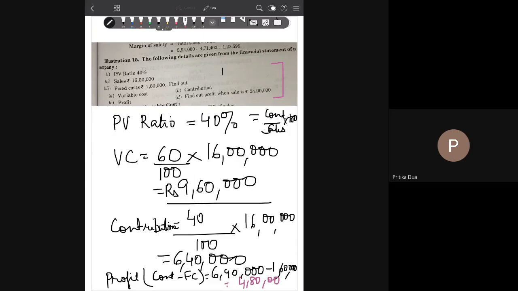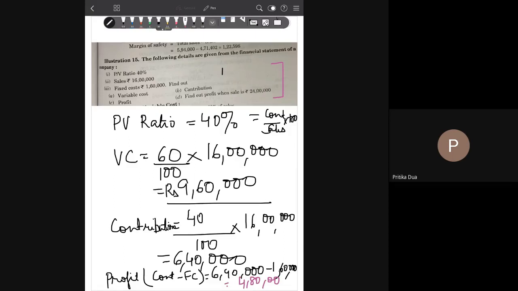And last point is find out the profit when sales is 24 lakh. Now the PV ratio is given to you and you are given 24 lakh of sales. So you can directly use the PV ratio to calculate the amount of contribution, which will be 24 lakh into 40 by 100, and from that you subtract the fixed cost, then you will get the profit of 8 lakh rupees. Yes, so 8 lakh is the correct answer.